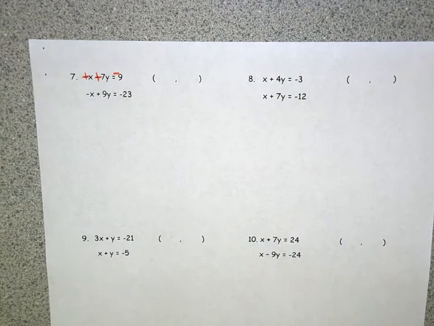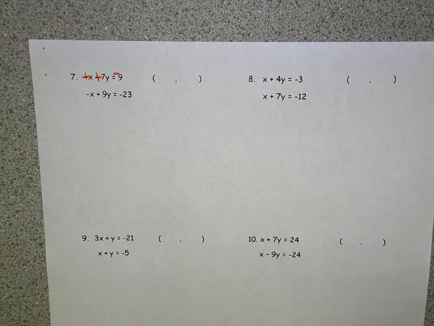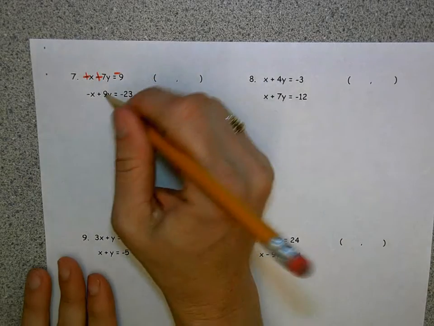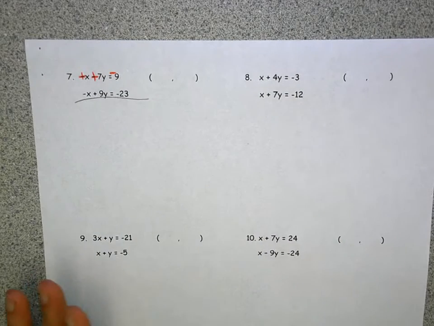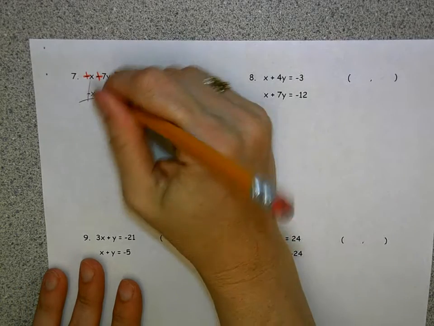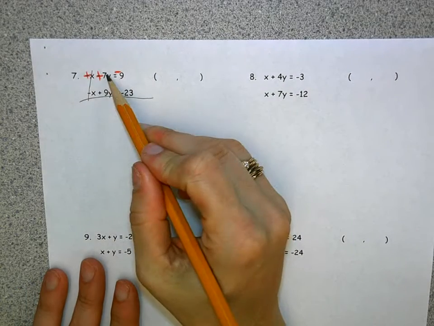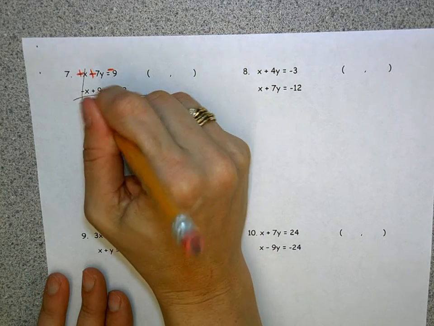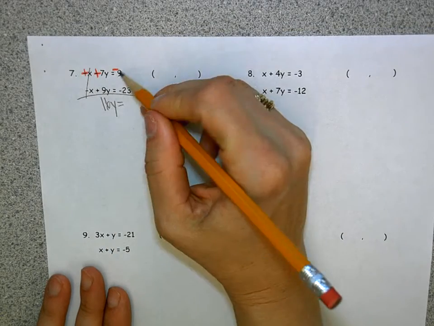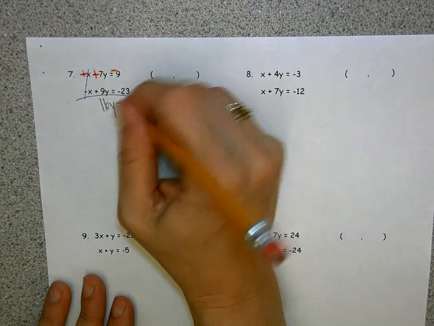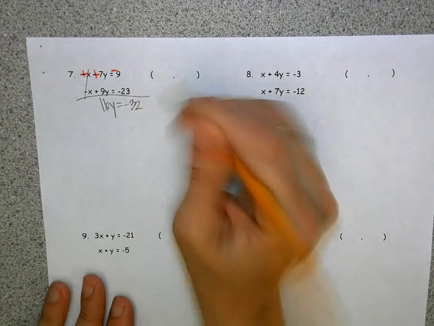So if something isn't going to cancel out all by itself to start with, you have to multiply so that it will. Now, if we add together these two equations, is something going to cancel out? Yes, the x. Then 7y plus 9y becomes 16y, equals, what's negative 9 and negative 23? Negative 32. Okay, could we solve from there?